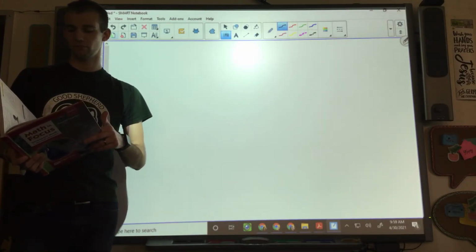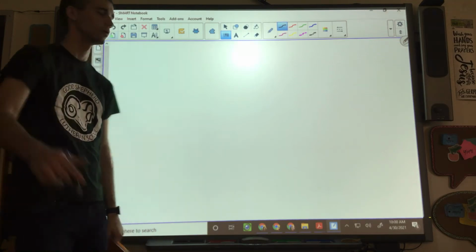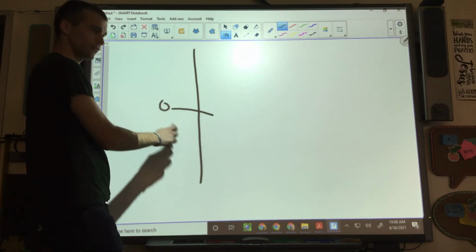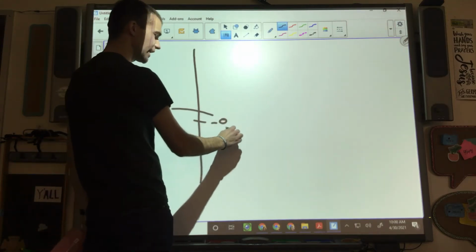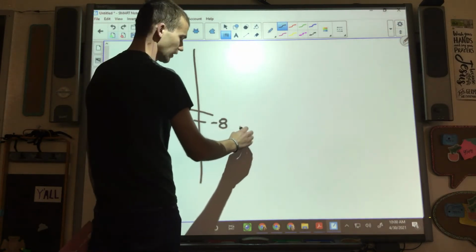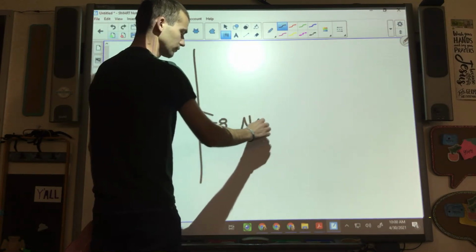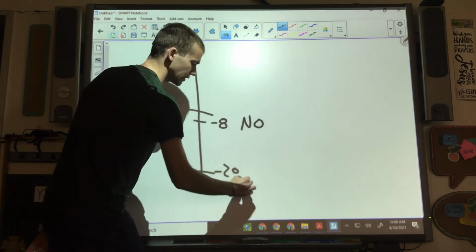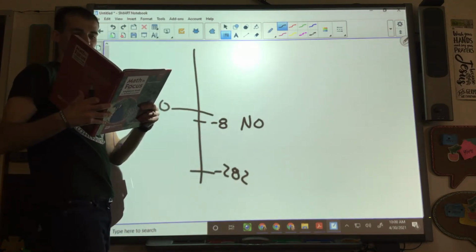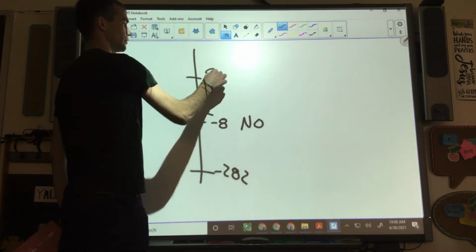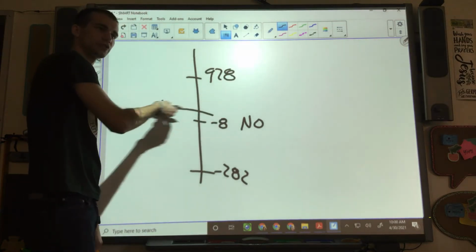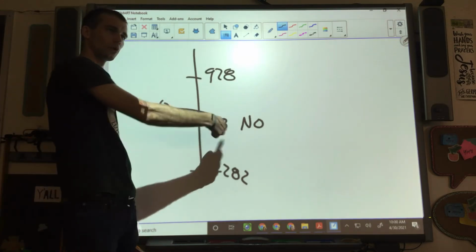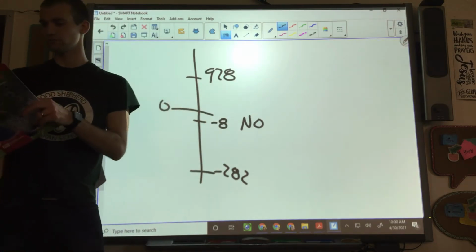California, Death Valley. Nope. Nearest to sea level. Think about it this way, Carson. You need to look at the board. Here is 0 feet. This, at -8 feet below sea level, you find, this is New Orleans. Death Valley is what? Negative 282. So it's all the way down here, negative 282. Mount Davidson is right here, 928. So which one is closest to sea level? Sea level is 0. New Orleans. Yeah, so New Orleans is the closest.